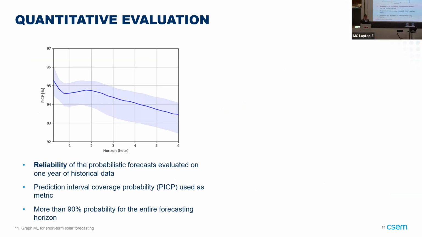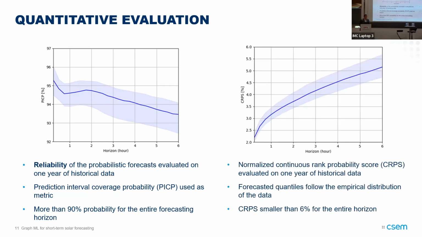Just as a quantitative evaluation of the forecast, first we evaluated the reliability of the system. We use as metric the prediction interval coverage probability. We just measure how good our confidence intervals are. So this is the PICP for the forecasting horizon, and we see that it is more than 90% for the whole horizon. And as a more global measure, we use the continuous ranked probability score, which measures how well the empirical distribution of the data matches the distribution of the quantiles.